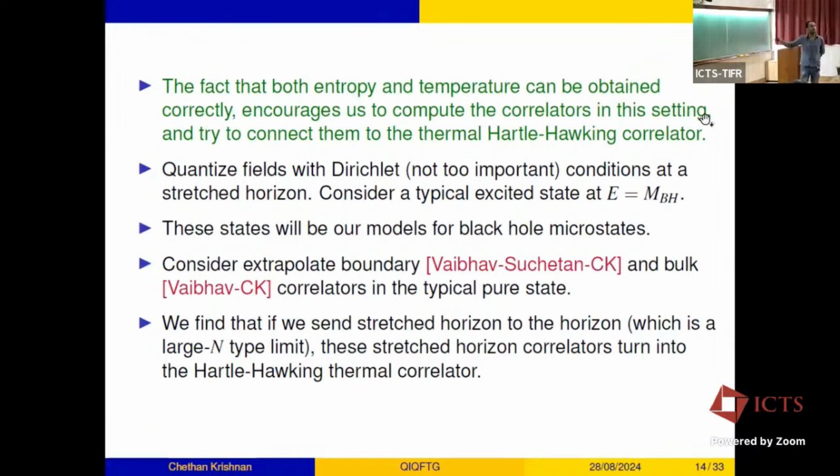I'm giving you a small outline, because after that there might be some equations, not too many, but there will be some. I just want to give you an outline in the next few slides. Basically, we compute extrapolate boundary correlators as well as bulk correlators, and we find that when we send the stretched horizon to the horizon, which, as you will see, has finiteness directly related to the finiteness of G Newton and N and so on, so it is very naturally interpreted as a large N type limit, in that limit the stretched horizon correlators turn into the Hartle-Hawking thermal correlator.